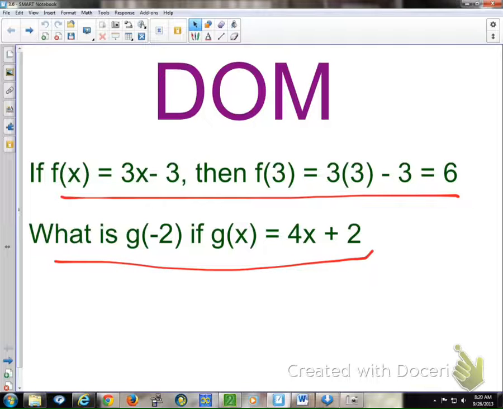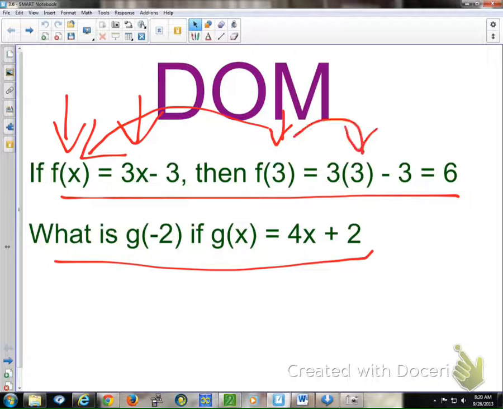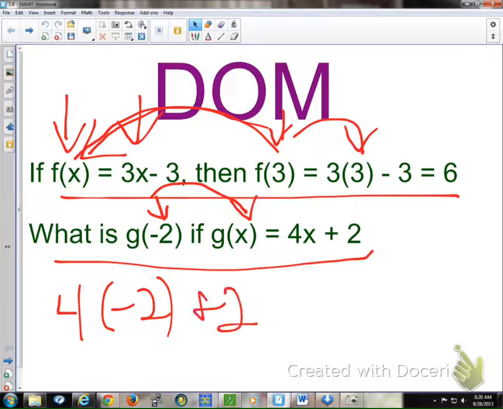The example says if we're given a function, and here is that function, then if you plug 3 into that function for x, you just literally plug it in. 3 times 3 minus 3 is 6. So if I plugged 3 in for x on that one, then I'm going to plug negative 2 in for x on this one. So that'd be 4 times negative 2 plus 2, which is negative 8, plus 2 is negative 6.